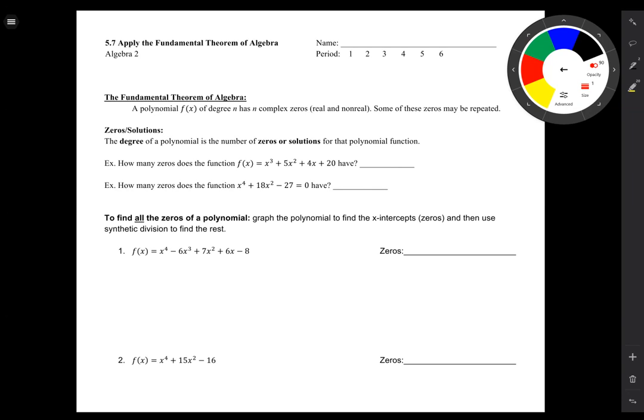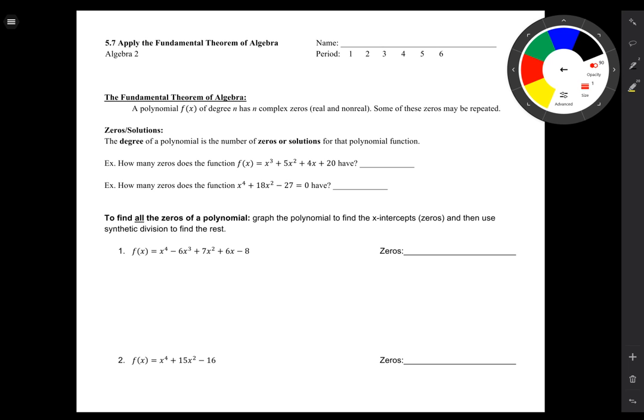7 notes, apply the fundamental theorem of algebra. In 5.6, you learned what the factor and remainder theorems were. And when you had a remainder of 0, you would have been really excited because that was a 0, also known as an x-intercept, a solution, or a root. The fundamental theorem of algebra tells you how many real and non-real zeros that a polynomial will have.